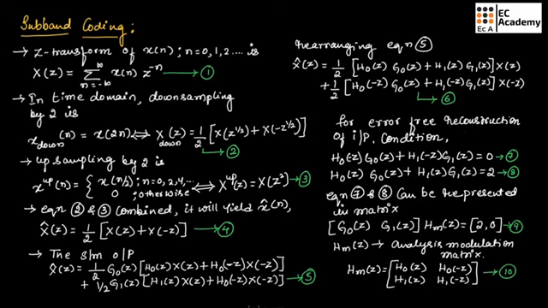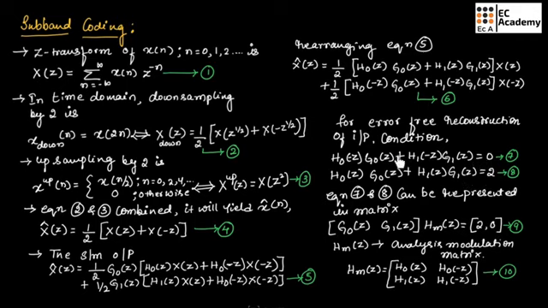For error-free reconstruction of the input, the condition is that h0 of minus z into g0 of z plus h1 of minus z into g1 of z should be equal to 0, and h0 of z into g0 of z plus h1 of z into g1 of z should be equal to 2.